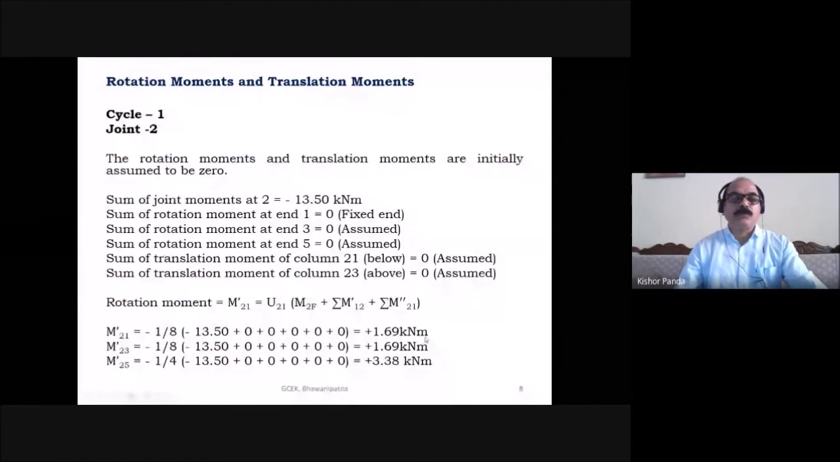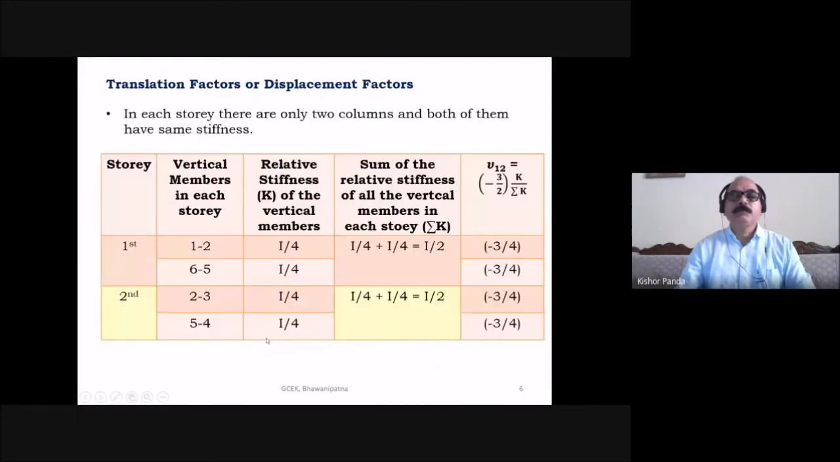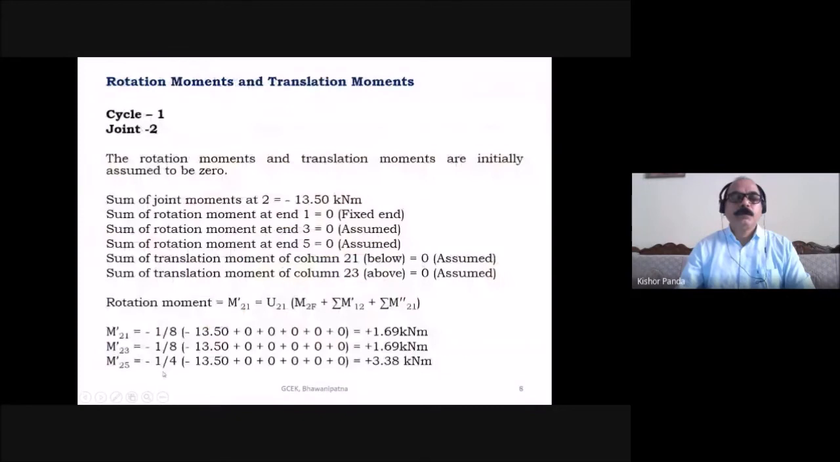Similarly, find out M-23, then find out M-25. M-23 is also minus 1 by 8, times minus 13.50, and these all are 0, giving plus 1.69. Then find out M-25: minus 1 by 4, because the rotation factor of 25 is minus 1 by 4, times minus 13.50 plus 0, 0, 0, 0. So this is equal to plus 3.38 kilonewton meter.